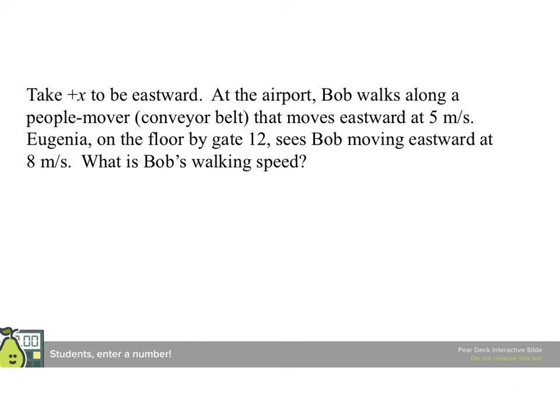So let's draw our picture. We have a people mover, and let's just talk about some points on the people mover. We have Eugenia out here watching things, and for some reason timing stuff. We have Bob over here walking. I don't really know which way, so I'm just going to choose that he's walking with the people mover. So we have that.